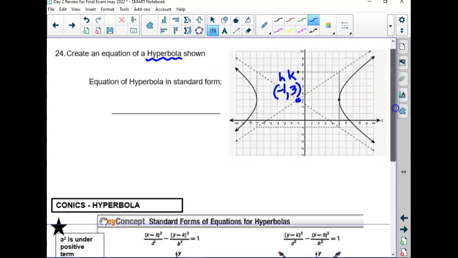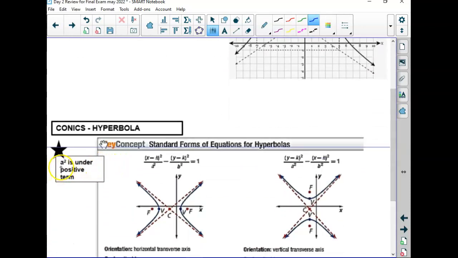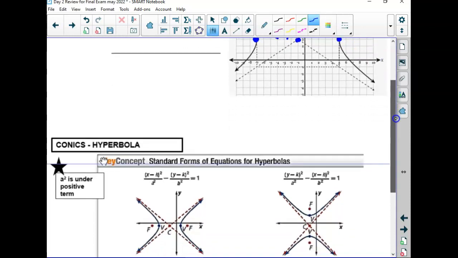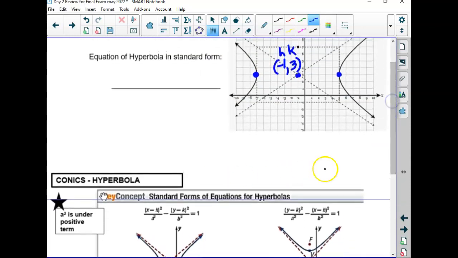Now, if we look down here, it says a squared is under the positive term. Well, that's not super helpful. But if you look down, the vertex is a units out, okay? So wherever this vertex is, which is where it's hitting the box, which one am I using here, guys? Yeah, it's opening left and right. Does everybody see what I'm talking about? This U shape is opening left and right, so I'm using this one.